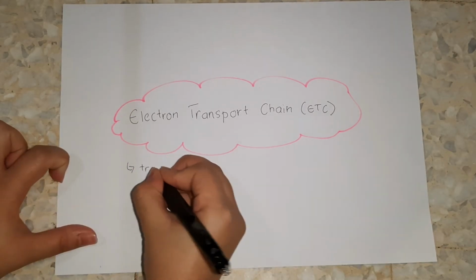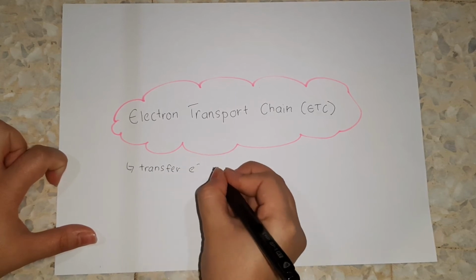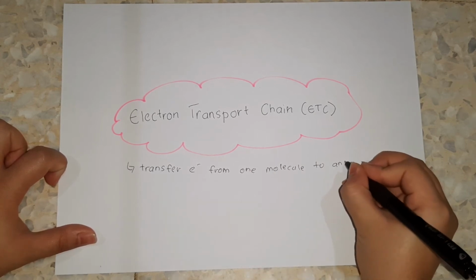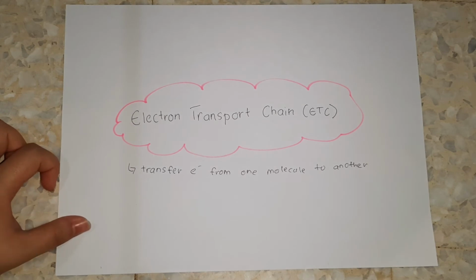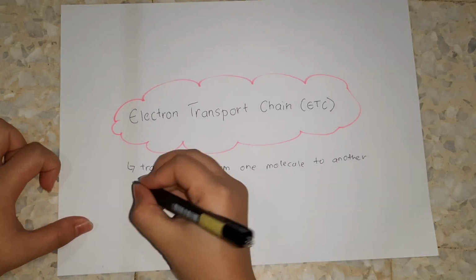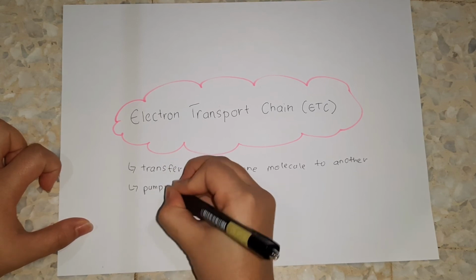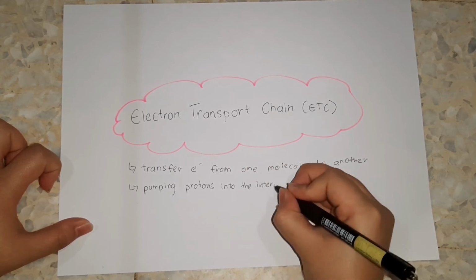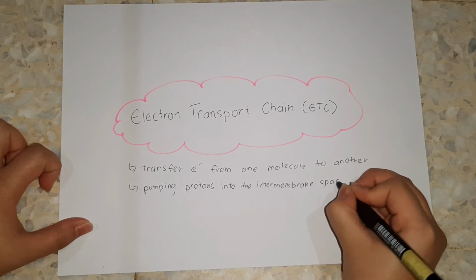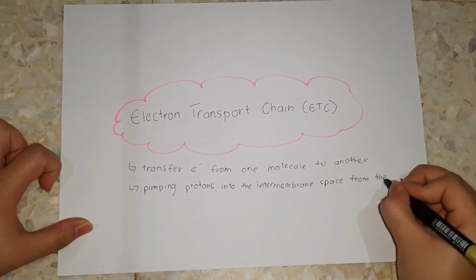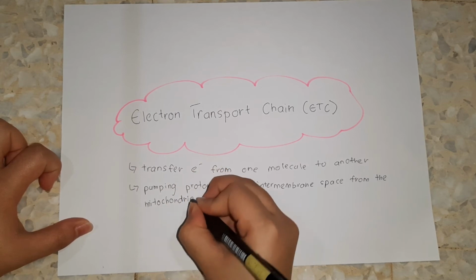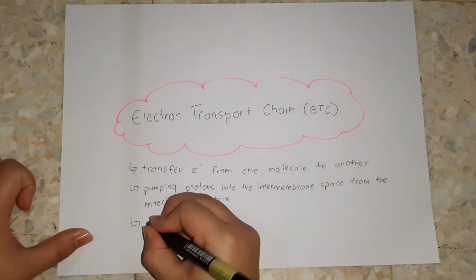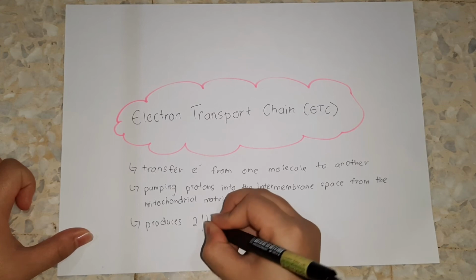In the electron transport chain, electrons are passed from one molecule to another, and the energy released in these electron transfers is used to form an electrochemical gradient. The electrons will then provide energy for the pumping of protons into the intermembrane space from the mitochondrial matrix. At the end of the process, two water molecules will be produced.